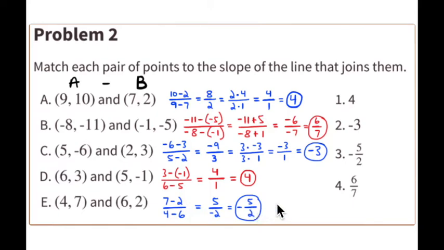And so what this is saying is for every 2 units in the horizontal direction, you're going to go down 5 units in the vertical direction. Or if you go negative 2 units in the horizontal direction, you're going to go up 5 units in the vertical direction. So that would be this negative 2 and positive 5. And that is number 3 right here. So this is a negative 5 halves. All right, some practice just calculating slope.